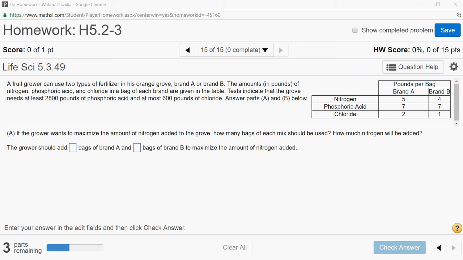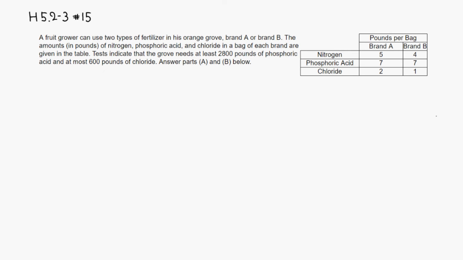All right, let's look at the homework 5.2, 5.3, problem number 15. All right, so let's look at this problem. We want to maximize the amount of nitrogen for part A, and we want to minimize for part B. So what we want to do is maximize and also minimize the nitrogen.